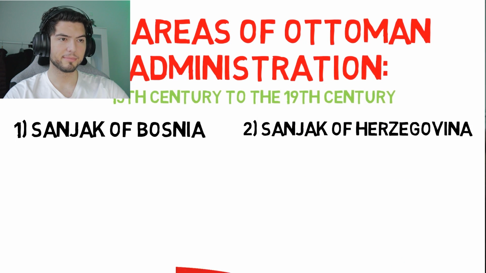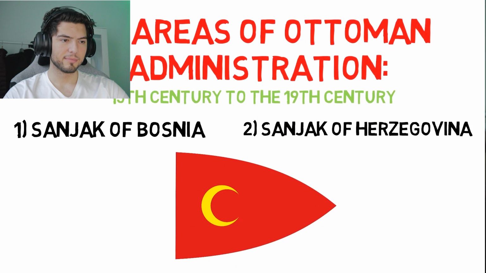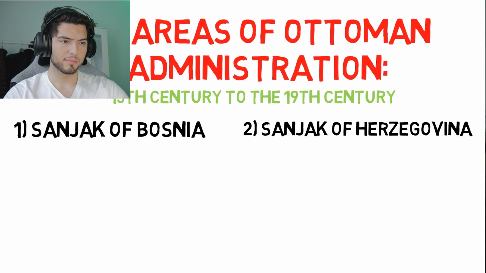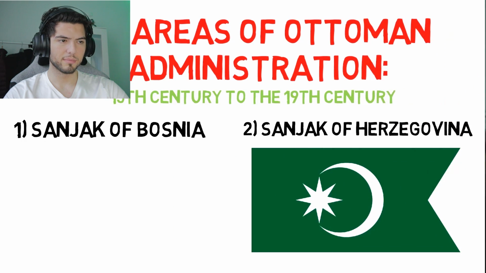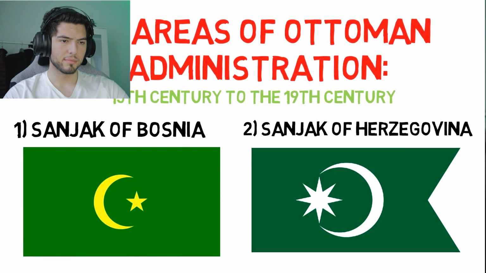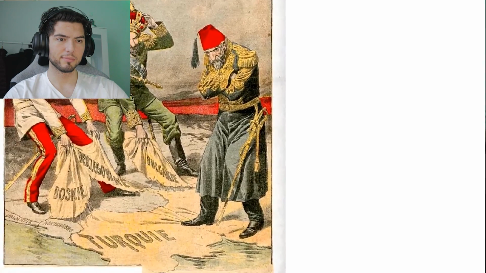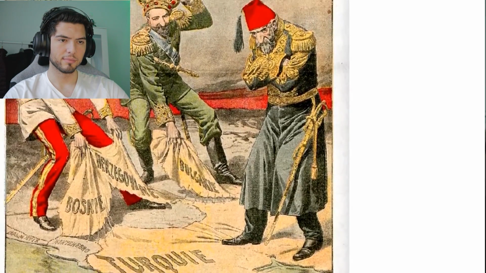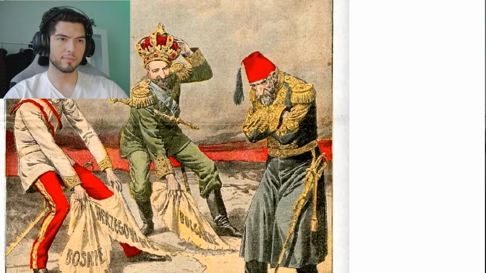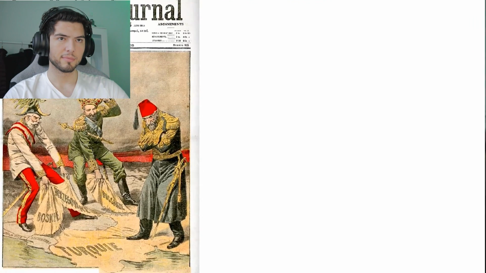They used various flags, either the general Ottoman one or variations of it using the same symbols, like these two green flags, or an adaptation of one of them which was briefly used by a short-lived Bosniak revolting independent state. The Ottomans were always in a state of conflict with Austria and Hungary for the control of the Balkans, and an example of that is what happened with Bosnia in 1878.